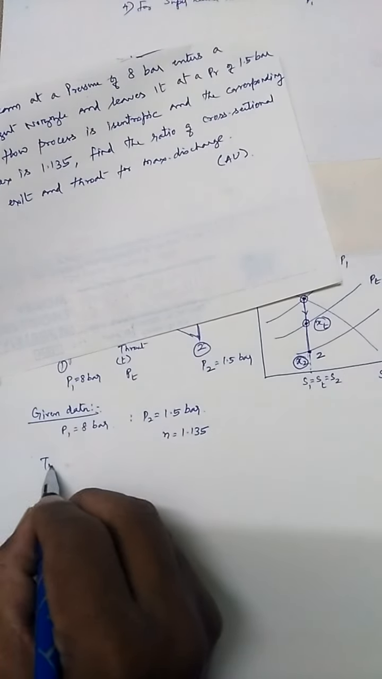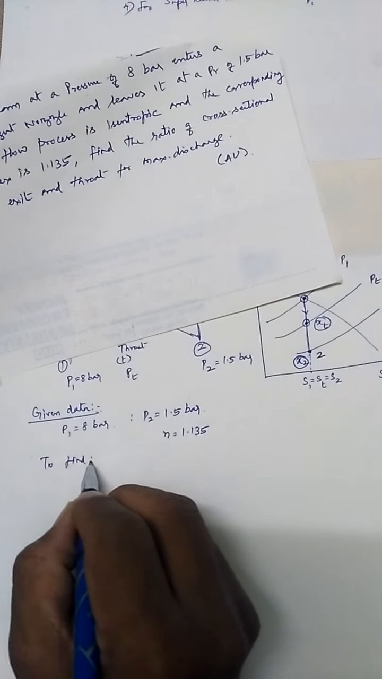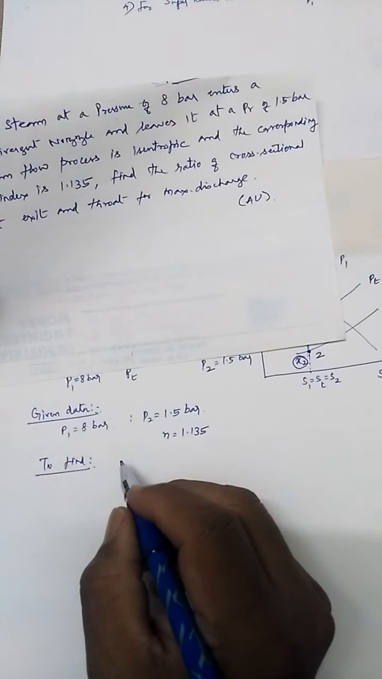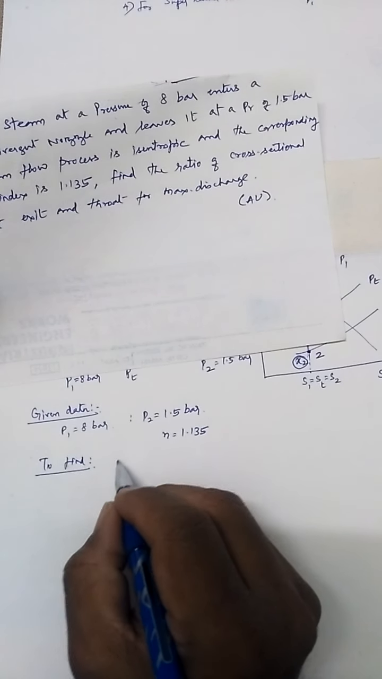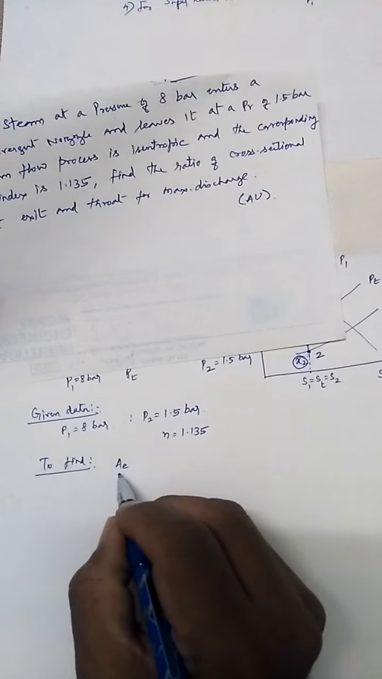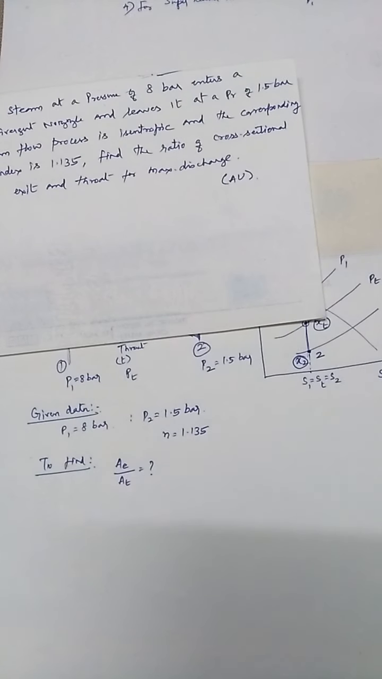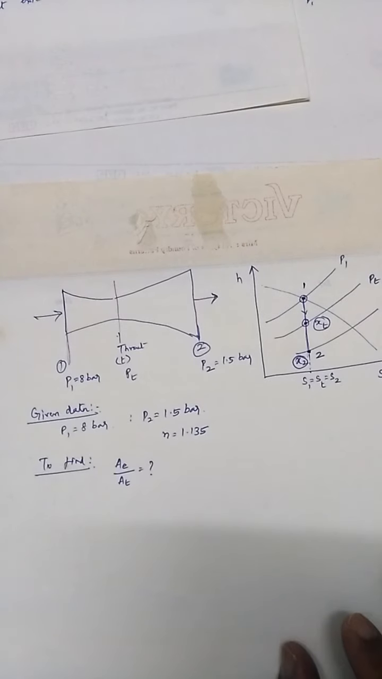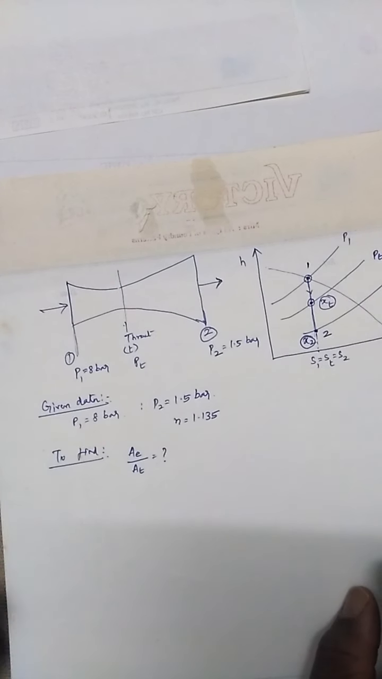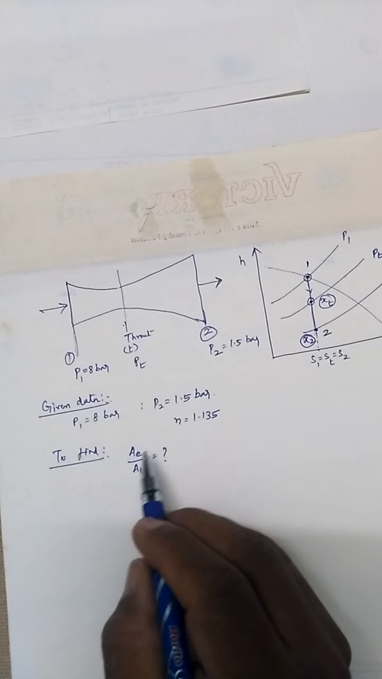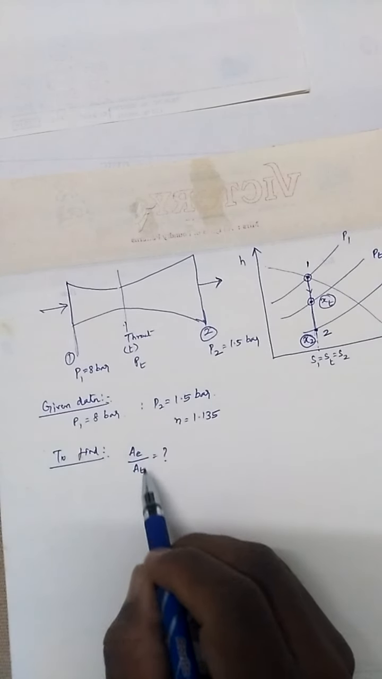So what should be found? The ratio of the cross-sectional areas at the exit and the throat. So this is the ratio, that is the question asked. For this we will find the mass flow rate, then only we can equate this to know what this value is.